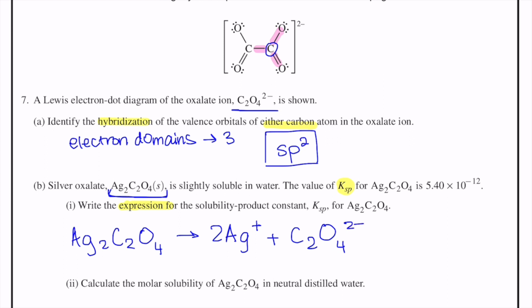So now I have this dissociation equation, which can then in turn help me write the KSP, because now I know the coefficient for the silver ion. So now that's going to be squared.